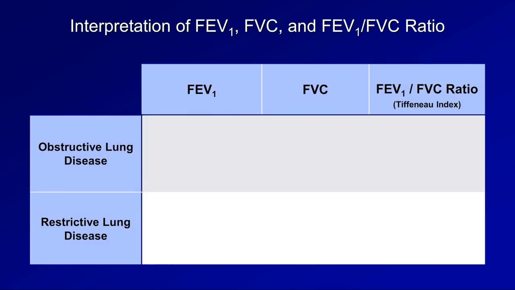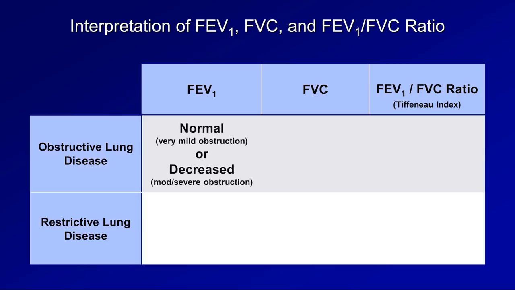I'll now discuss how the information provided by spirometry can help with diagnosis. For now, we'll compare the values of the FEV1, FVC, and the FEV1 to FVC ratio for both obstructive and restrictive lung disease. In obstructive lung disease, for example COPD, the FEV1 can be normal in very mild obstruction, but it is almost always decreased. This makes intuitive sense. If the airways are constricted or obstructed, it will take longer to push air through them.